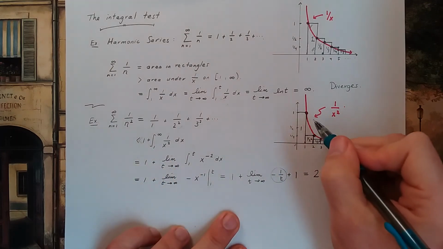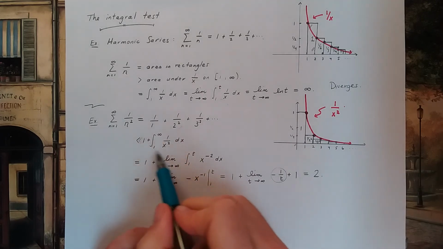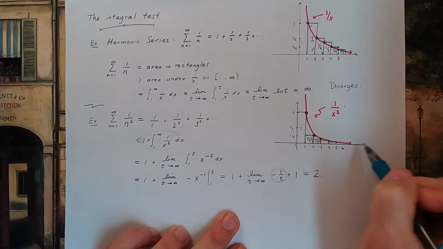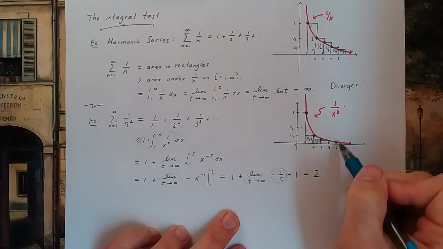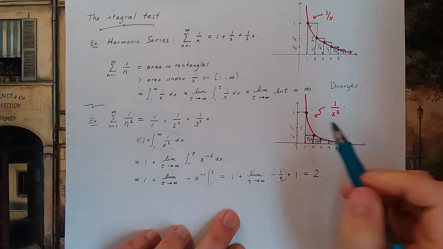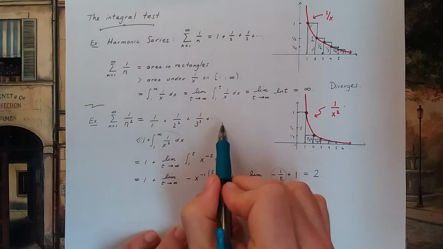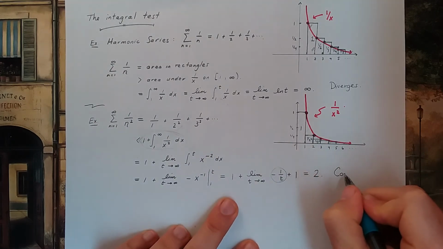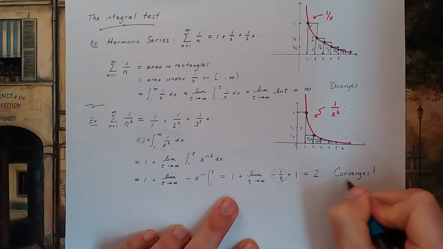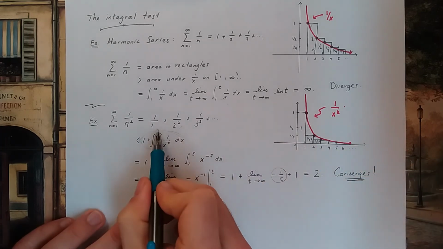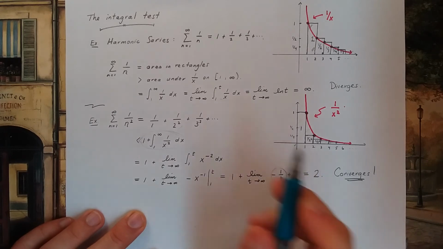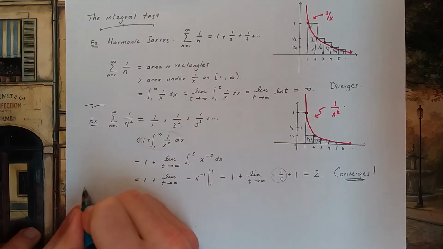Meaning this term right here, 1 plus my integral, is the area under the curve. That is a finite number. So therefore my infinite sum also has to be a finite number. So therefore, my sum converges. These numbers do not add up to 2, they add up to a number less than 2. It's not clear what number that actually is, but I do know it's a finite number. So this gives us the idea of the integral test.